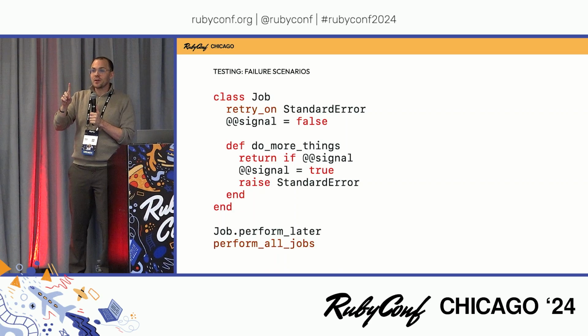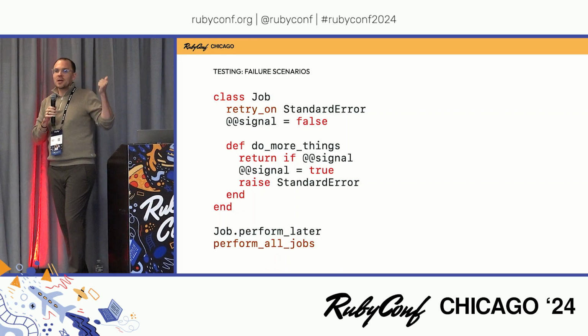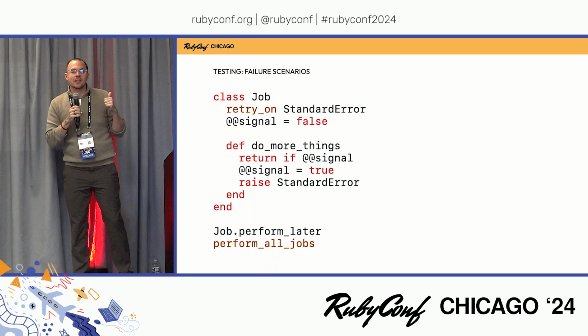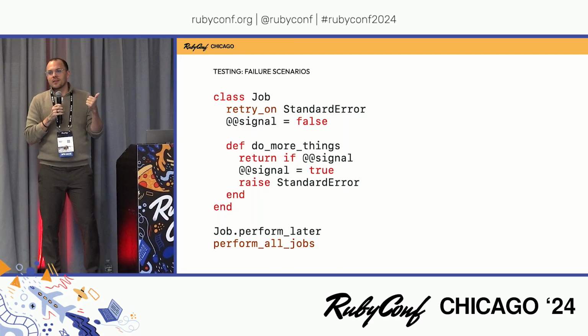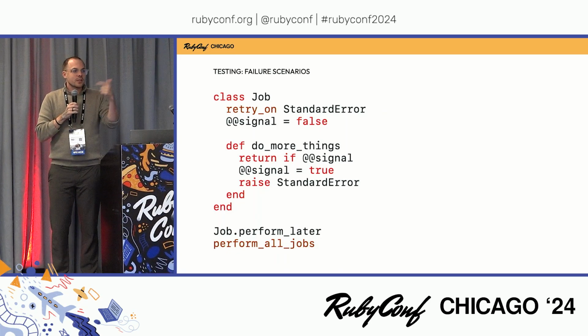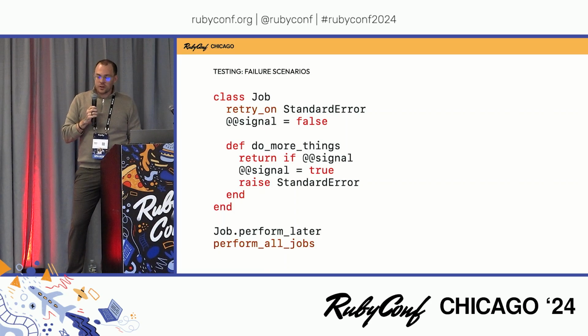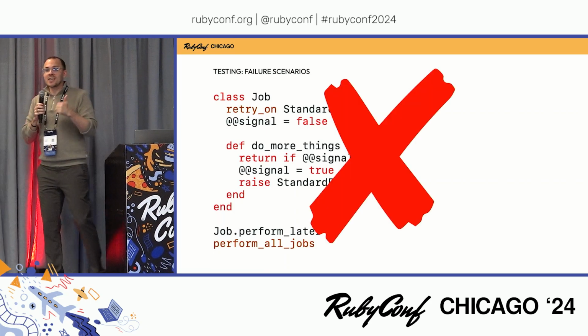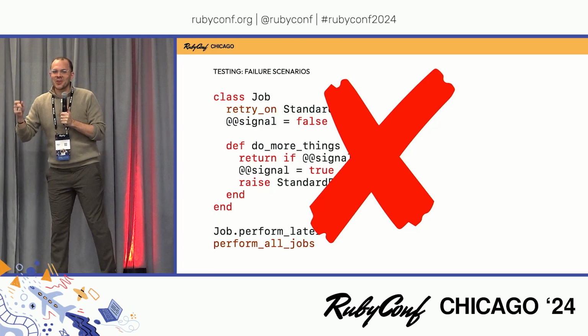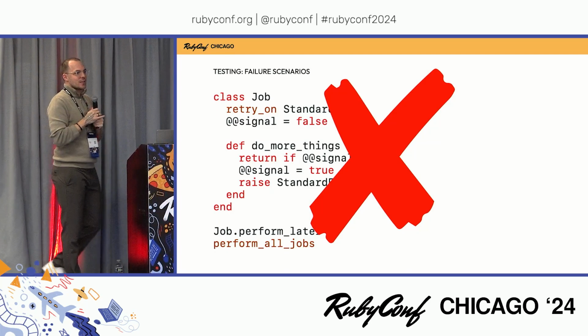I need it to be a transient failure, so I need it to fail once. So I'm going to set up a little bit of state in my class to say, have I errored or not? Change the state, do the error, so the second time through it doesn't error and it behaves transient. And this will work, but this sucks. This does not scale. You don't want to have to write all of this code for every scenario, for every job that you need to test.